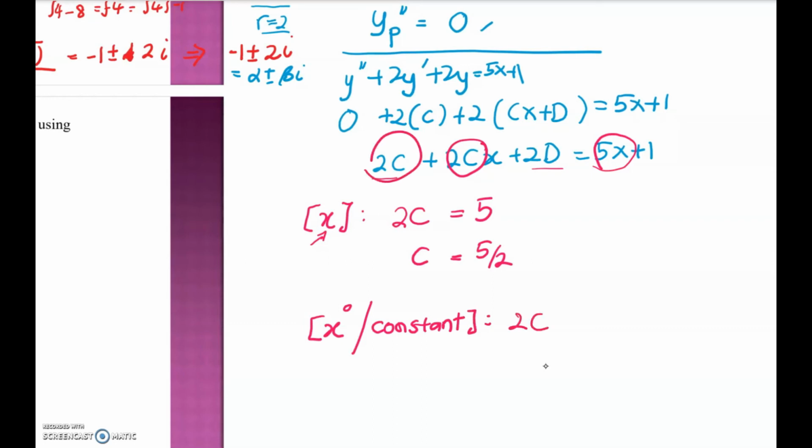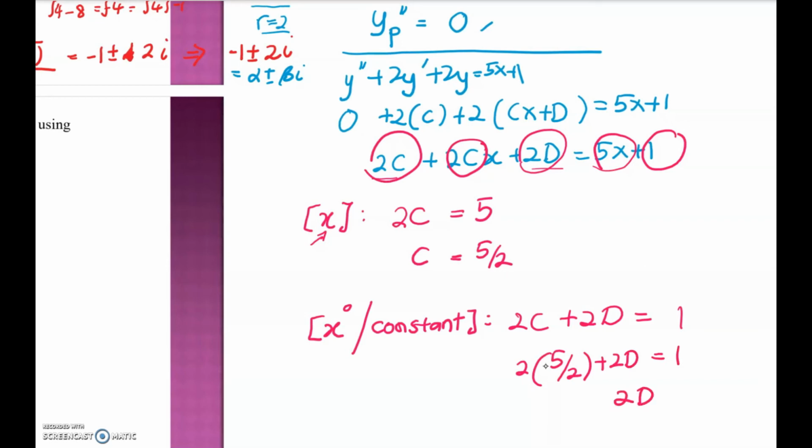So that I have 2c on my left and then I have plus 2d on my left, while my right hand side is 1. Okay, I know that c is 5 over 2 plus 2d equals to 1. So that 2d equals to this one. So you have 5. 1 minus 5 is negative 4. Therefore, d equals to negative 2.